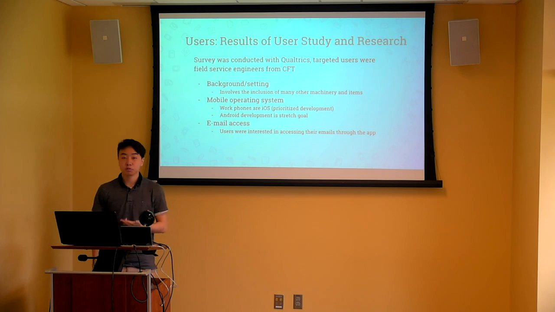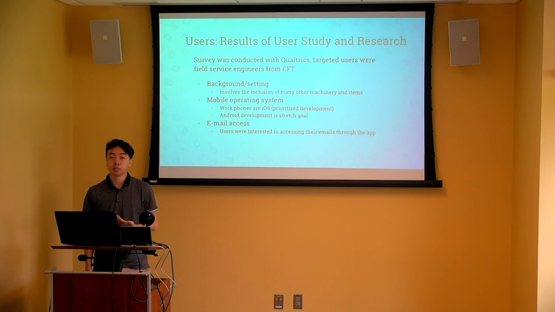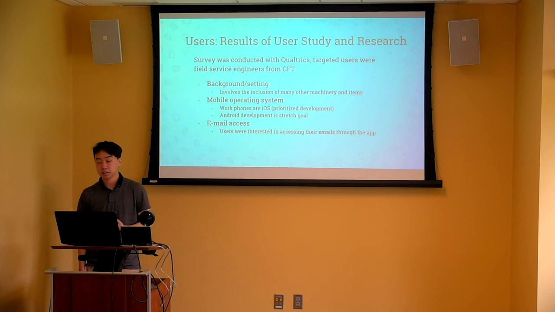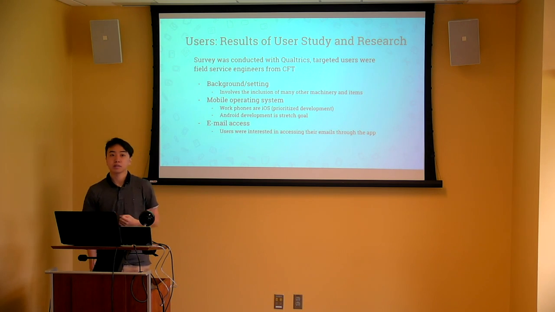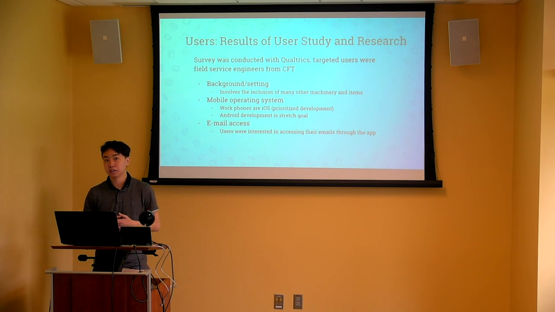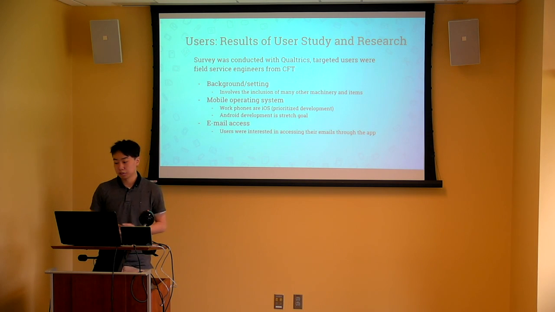Afterwards, we also figured out for the mobile operating system that most work phones at Carlisle Fluid Technologies are iPhones. As a result, we plan to prioritize iOS development, and Android will become our stretch goal. And lastly, there's also email access. Our clients have voiced their concerns about having access to their emails through the application, primarily so they can track their servicing history and also have a way to network with other employees with regards to figuring out how the application works and various other techniques of communication.